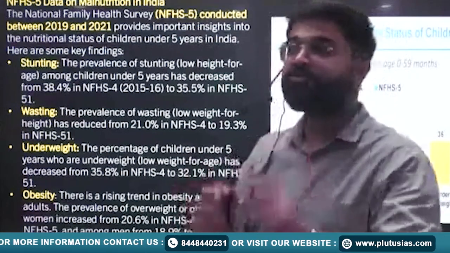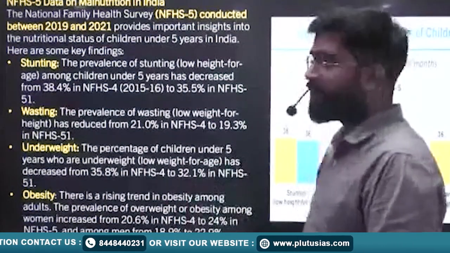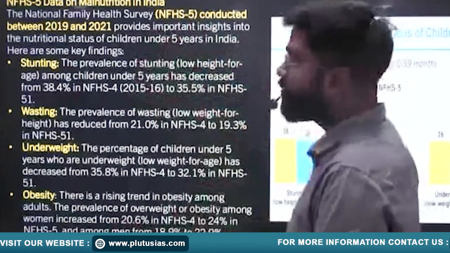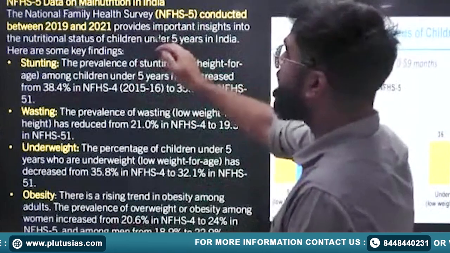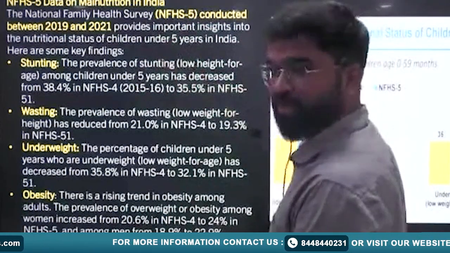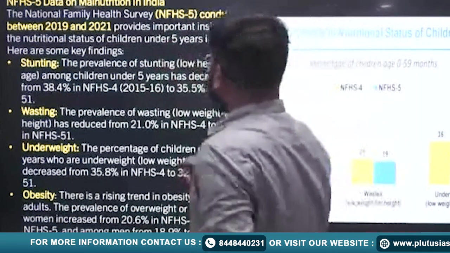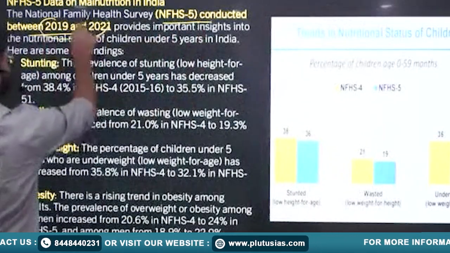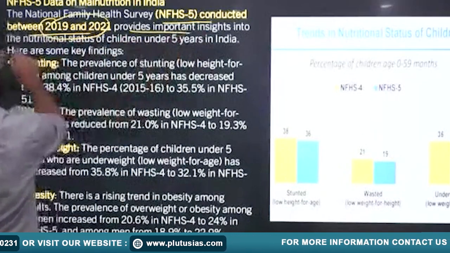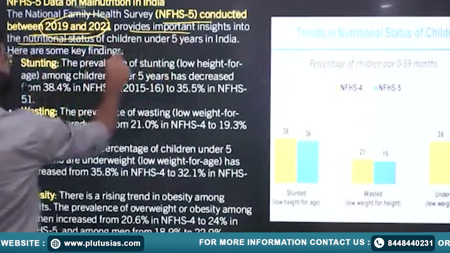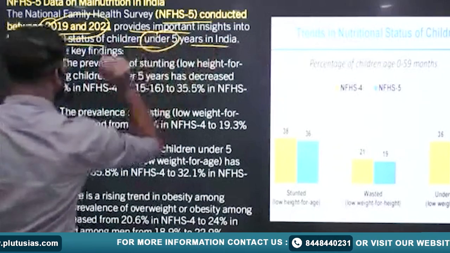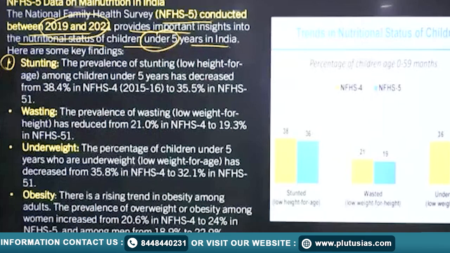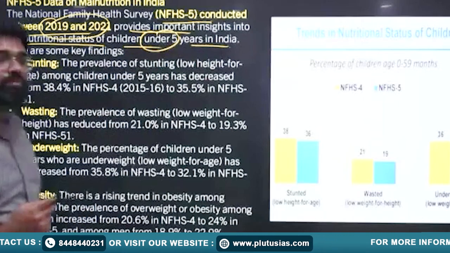Now, what is the need to have food fortified? Ye need hai. This is the latest data that we are having right now, which is known as National Family Health Survey 5. Kya data bolta hai? The National Family Health Survey conducted between 2019 to 2021 provides important insight into the nutritional status of children under 5 years in India. First, stunting. Kya hota hai stunting? What is stunting?